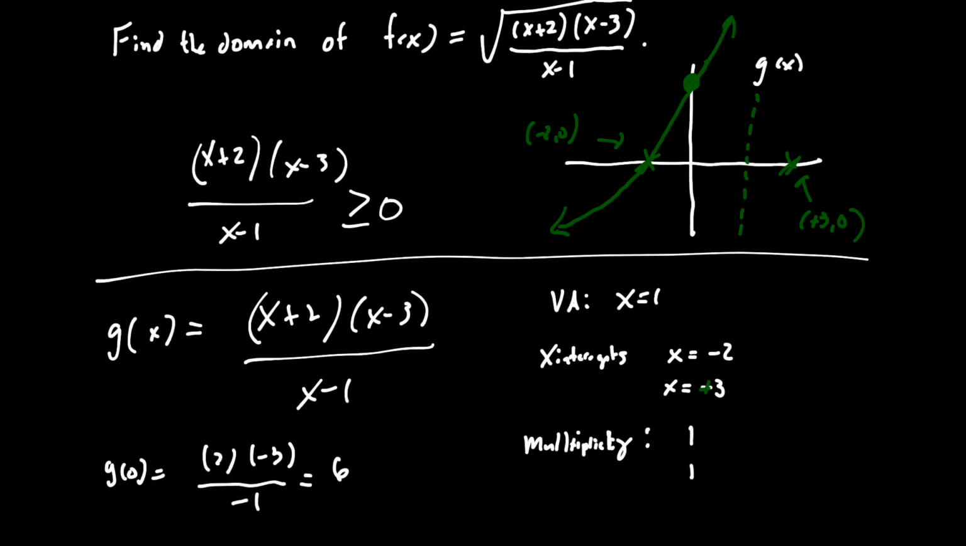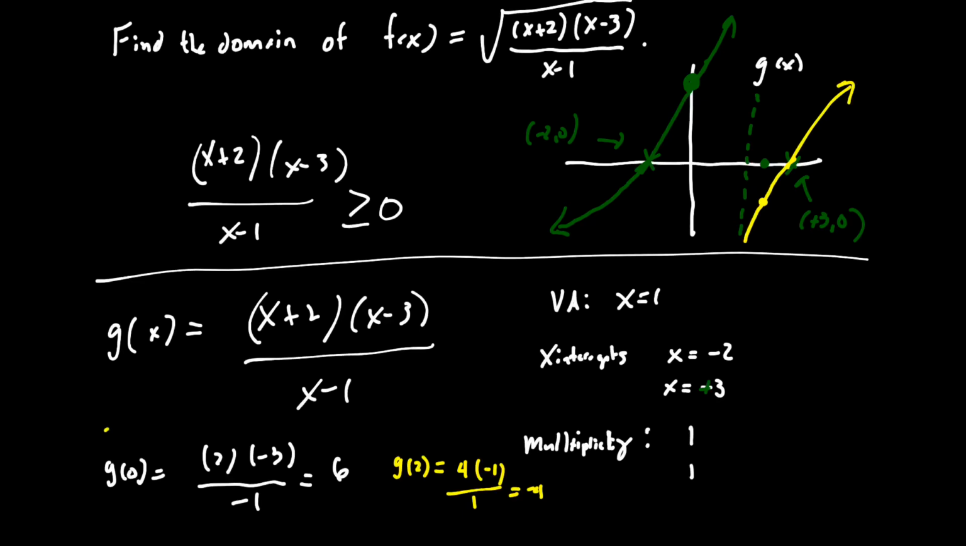Again, let's choose another point somewhere in here. Let's evaluate our function at g of 2. So this is going to be 4 times negative 1 divided by 1, which is negative 4. So at 2, we'll go down 4, which means our graph is going to look something like this. And once it hits the x-axis, it's going to cross.